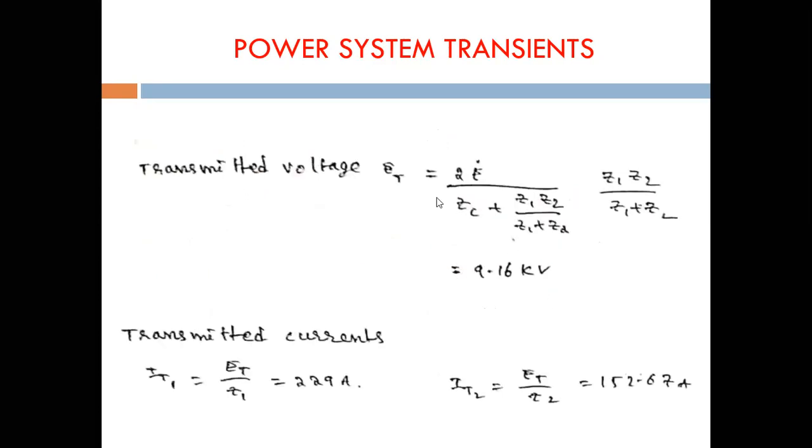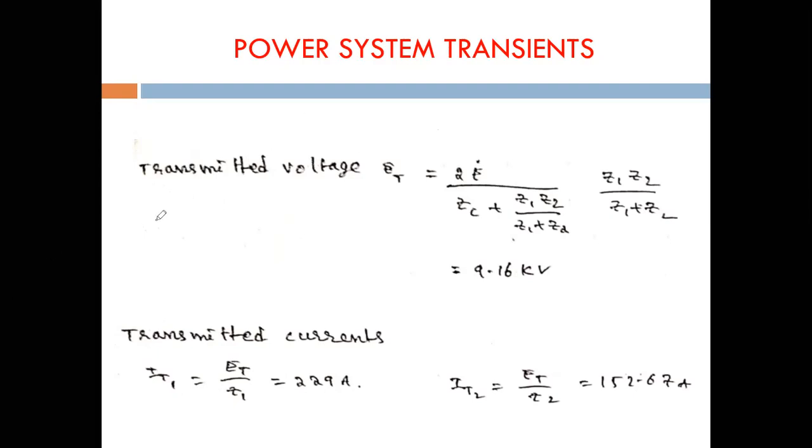Next we calculate the transmitted voltage, that is ET. Therefore ET is equal to 2E by ZC plus Z1 Z2 by Z1 plus Z2. This is the formula for the transmitted voltage ET. 2E, E means 100, by ZC. ZC is the surge impedance. Substitute these values and we determine the transmitted voltage.